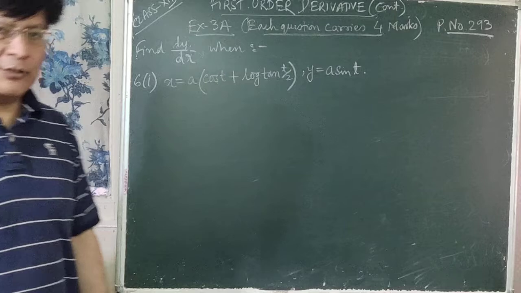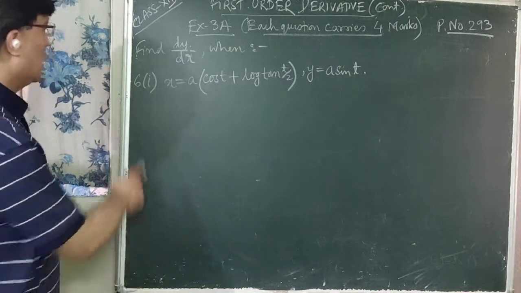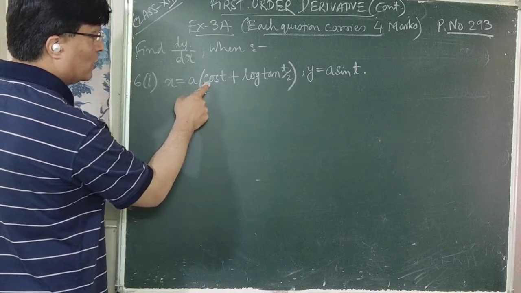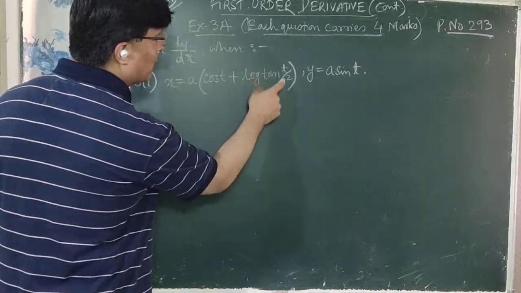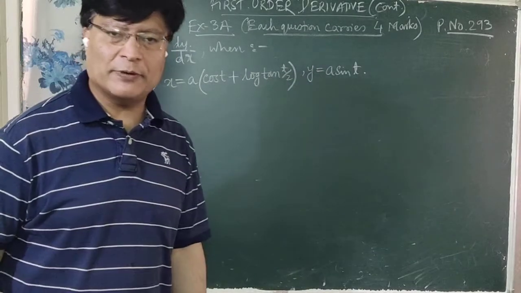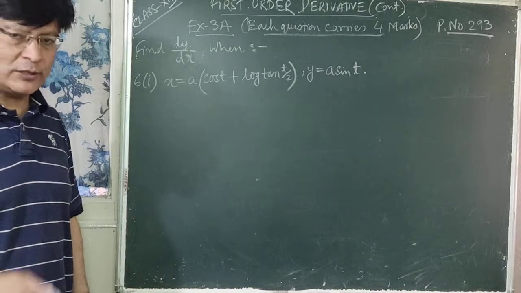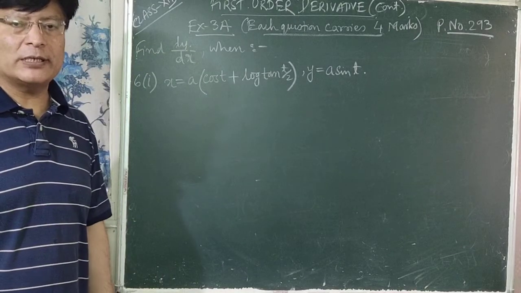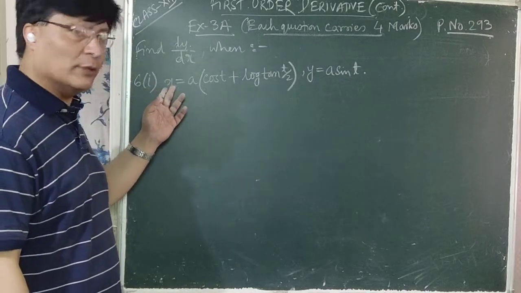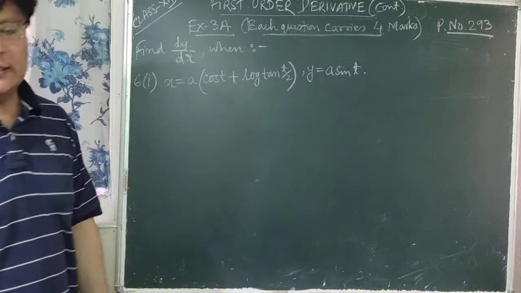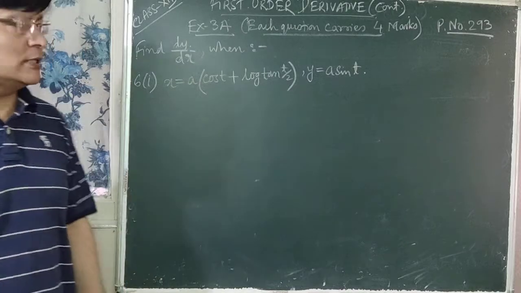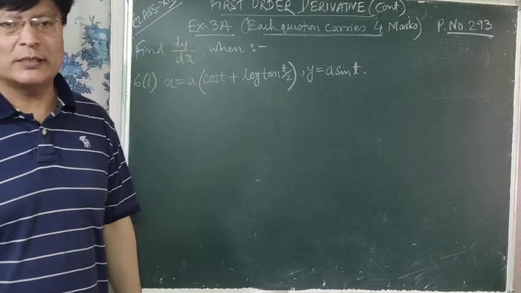So now we'll do another type of problem, that is 6 number 1. Find dy by dx when x is equal to a within bracket cos t plus log tan t by 2 and y is equal to a sin t. Now we know that this type of function is known as parametric function and the equation is known as parametric equation. So why is it parametric equation? Because in this case the two variables x and y are expressed in terms of a third variable t, that is known as a parameter t. So that's why this equation is known as parametric equation.